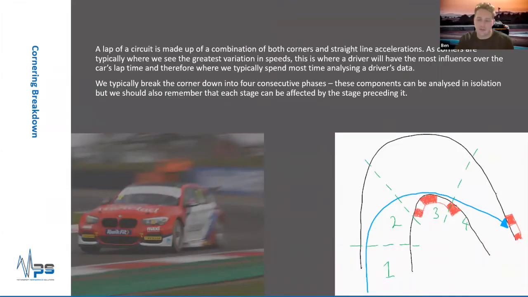So as we move forward, looking at how you analyze the data, we can break the corner down into 4 different segments, and then consider those segments in isolation. Although you also have to be aware that your performance in the previous section will affect the following section. So you can't just take the particular section you're looking at as gospel. You have to consider the entire corner, but there are different techniques we can use to look at each different section. So we've got my wonderful hand sketch here.